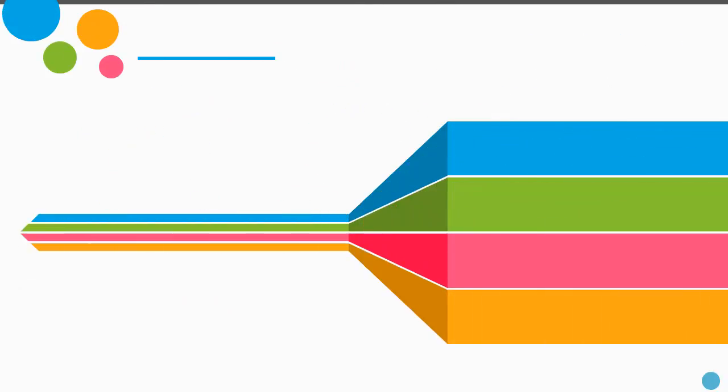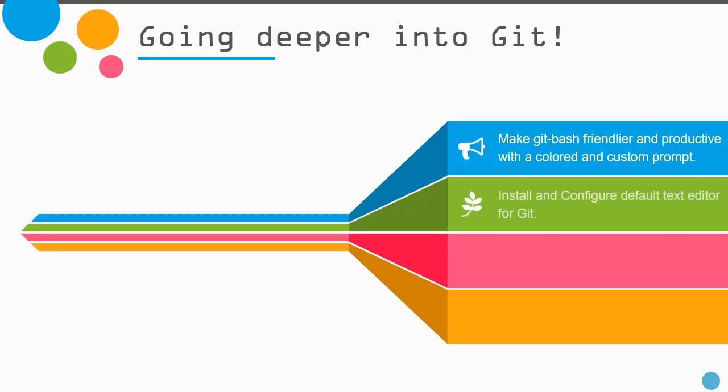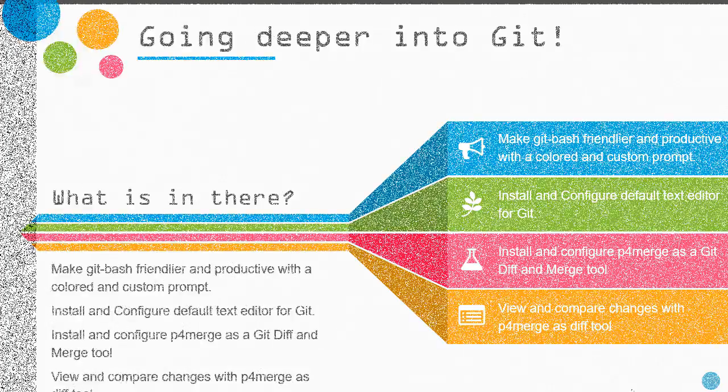As you dive deeper, you will learn how to make Git Bash friendlier and more productive with a colored and custom prompt, how to install and configure a default text editor for Git, how to install and configure P4Merge as a Git diff and merge tool, and how to view and compare changes with P4Merge as a diff tool.